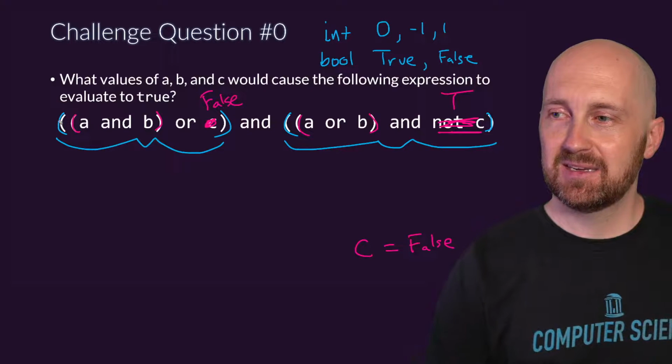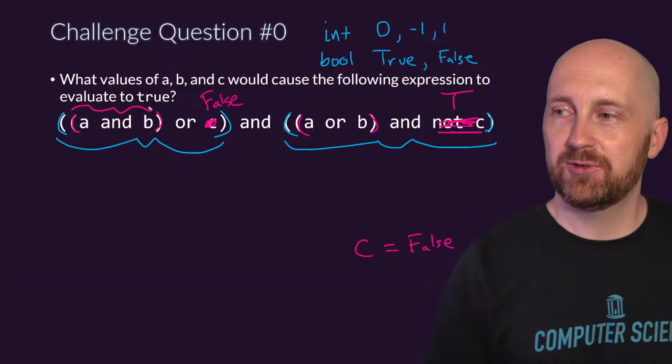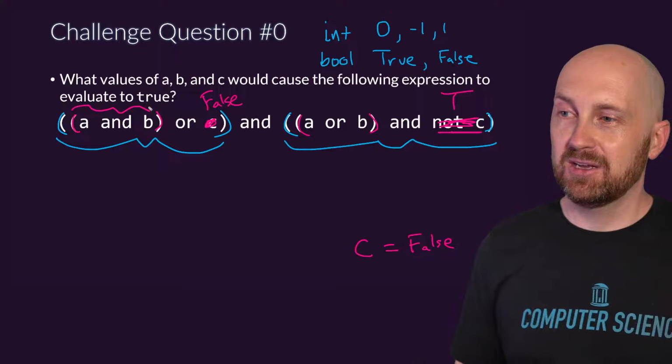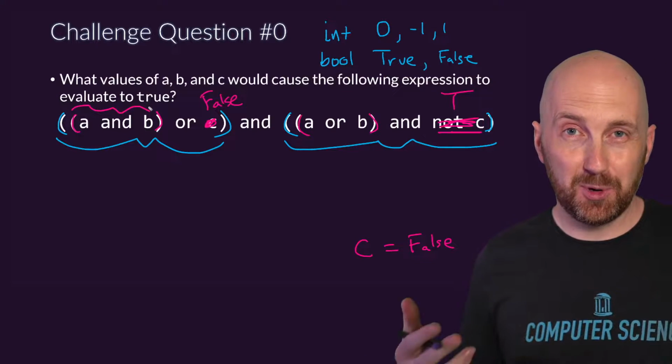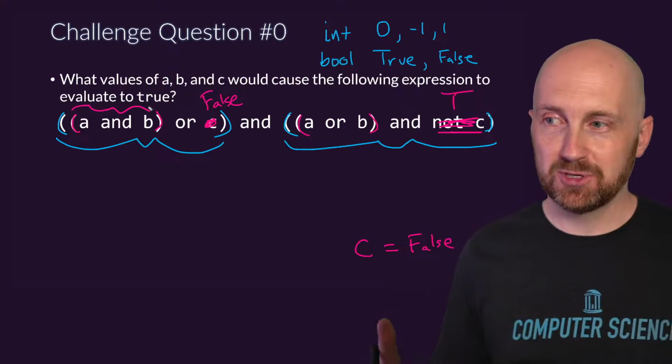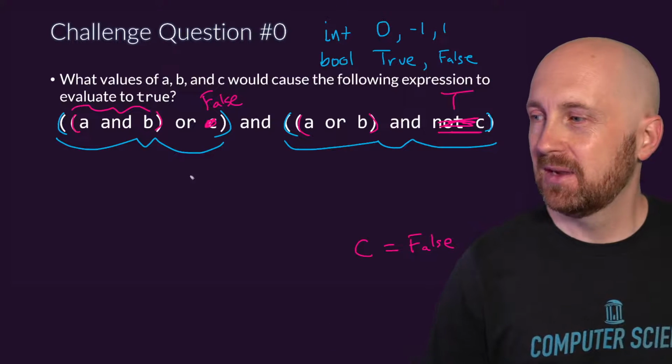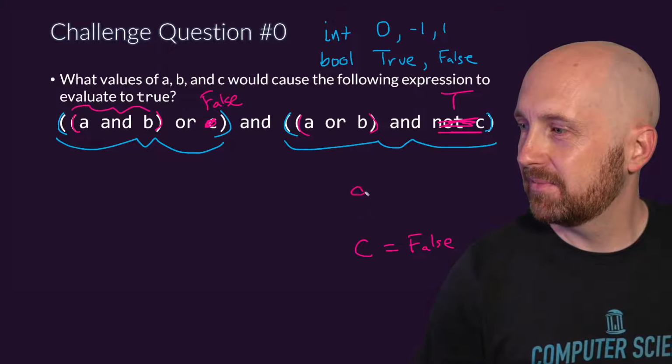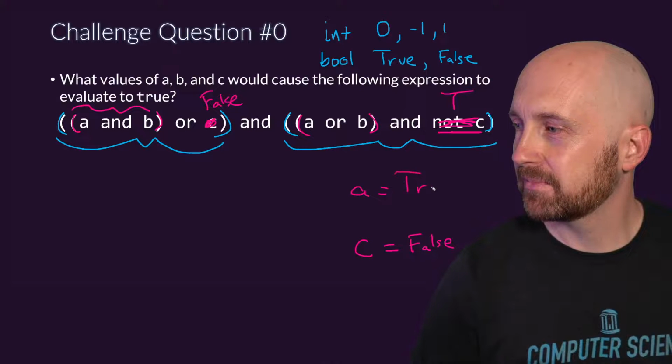So this expression must ultimately be true, right? For A and B to be true, that means both A and B must be true. For an AND operator to result in a true value, that must be the case. So A and B are going to be true as well.